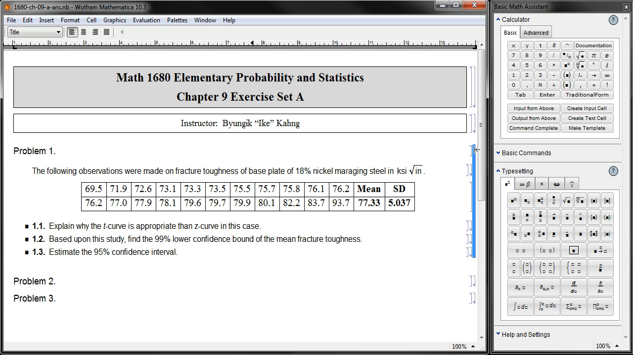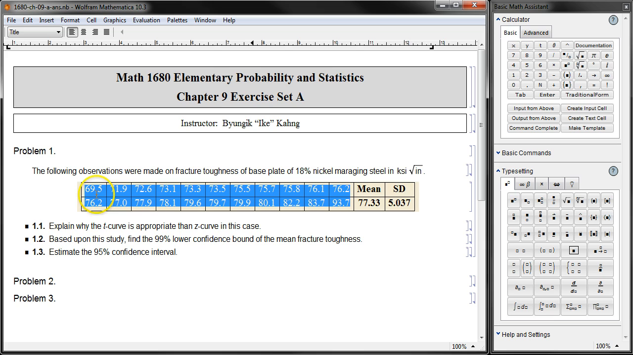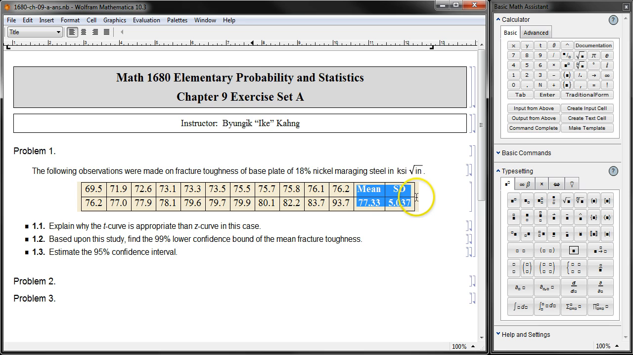The following observations were made on fracture toughness of base plate of 18% nickel maraging steel. And we have these 22 measurements, which correspond to sample, and we have the sample mean and the sample standard deviation. Now, what about the population? The population must be about the entire base plates made by this particular company in a certain time frame. That can be humongous, and that's what we want to infer using these problems.